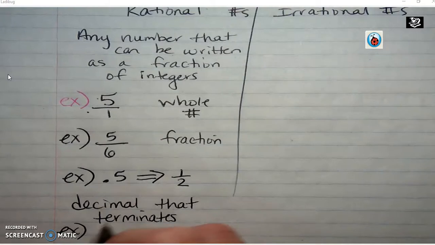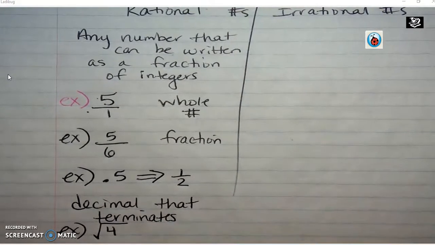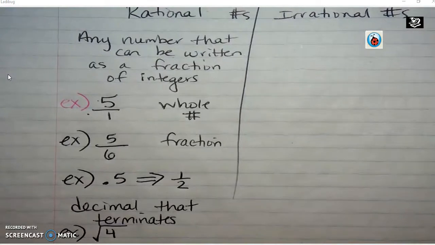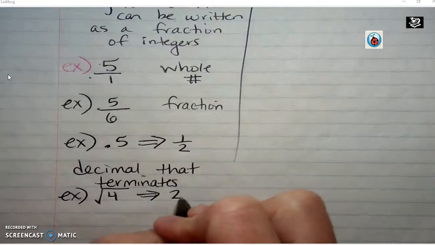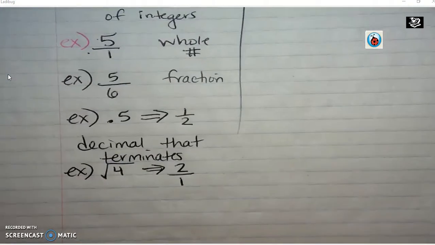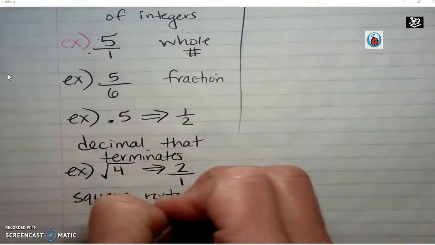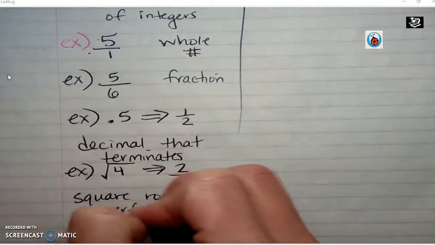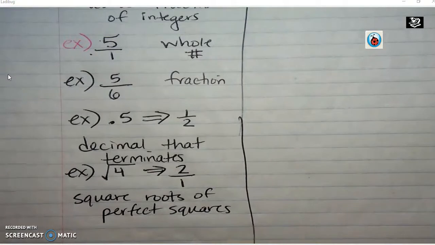All right, what about the square root of 4? Is that a rational number? Yes, because the square root of 4 is 2, and once again, I can make that a fraction of integers. So square roots of perfect squares are always rational numbers.